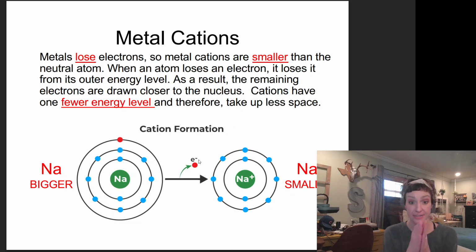Lots of words right here. But yes, in the process of that happening, this third energy level, poof, it's gone. I've got no electrons occupying it. So the atom itself is going to be smaller.